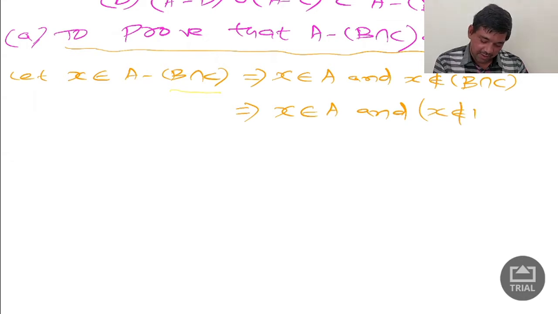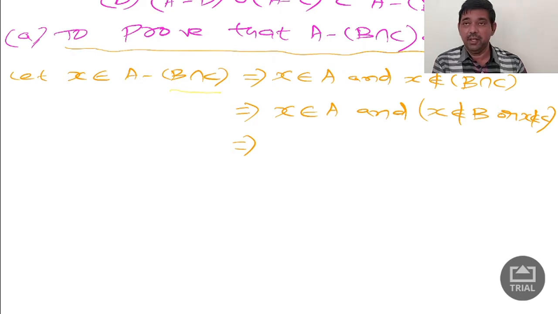Very good. Many people have written this correctly, but they did not place the bracket. x does not belong to b, intersection becomes or, and x does not belong to c. So see, I have used the same bracket here. Now I am using a property called the distributive property: a into (b plus c) is ab plus ac.